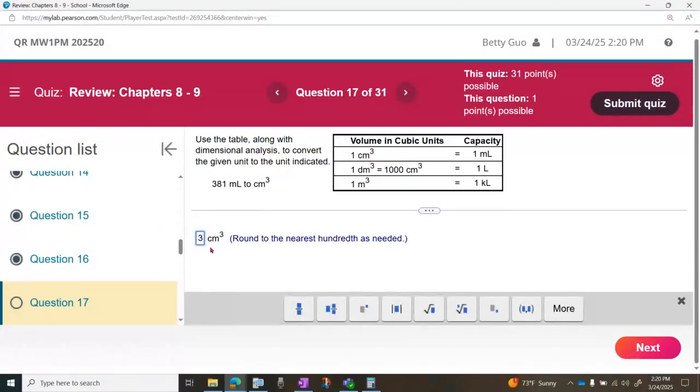381. Round to the nearest hundredth as needed. We don't need that, because milliliter is the same as cubic centimeter. They are equivalent. The volume in cubic centimeters is the same as the capacity in milliliters. Same thing.